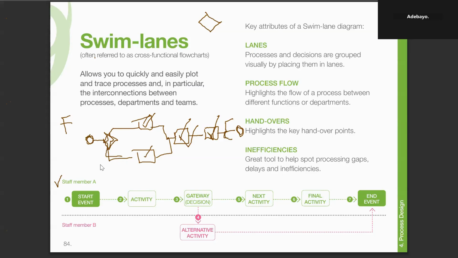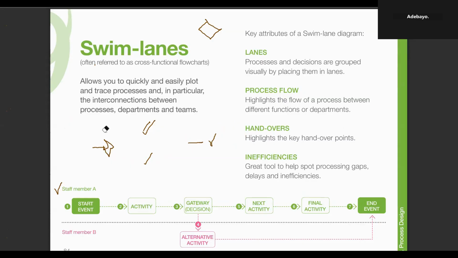So you have staff member A and staff member B in different swim lanes. What swim lane means is this. Let me just try to illustrate that so that we understand what swim lane is. Some of us are hearing the term for the first time, right? So I'm going to depict what swim lane is quickly.